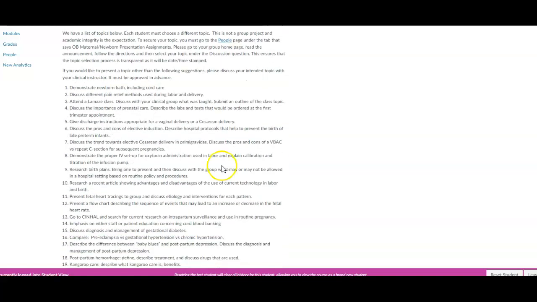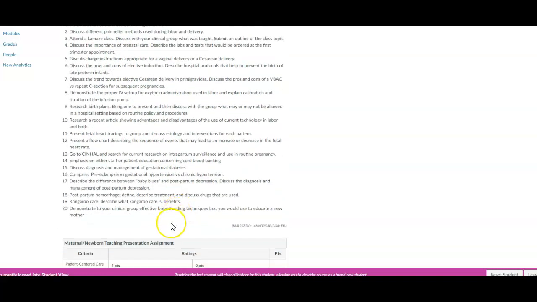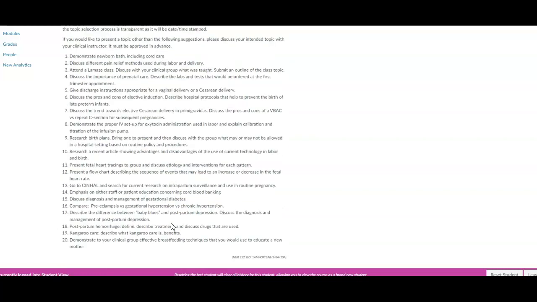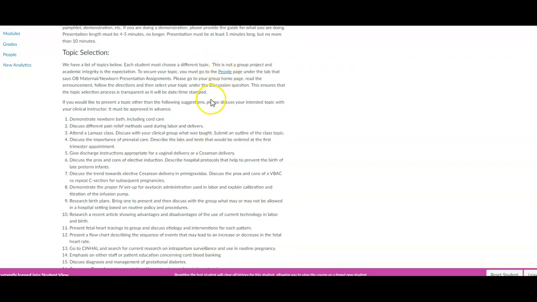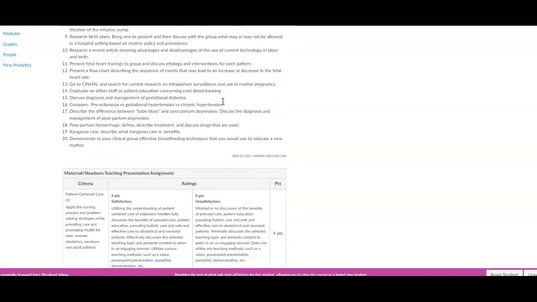These are some examples of topics that you can select. However, if you find that there's something not on there that you would like to present on, please feel free to just notify your faculty via the people page announcement when you are requesting your topic. It is first come, first serve. And what that does is it ensures that no one duplicates any projects and that the process of topic selection is transparent.